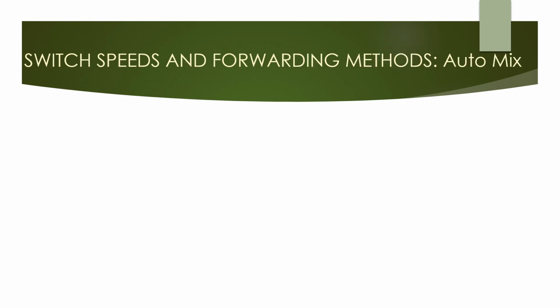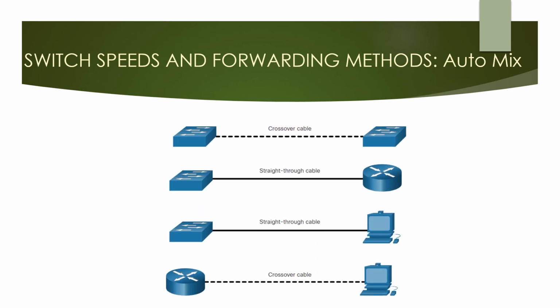Connection between devices once required the use of either a crossover or straight-through cable. The type of cable required depends on the type of interconnecting devices. For example, the figure identifies the correct cable type required to interconnect switch to switch, switch to router, switch to host, or router to host devices. A crossover cable is used when connecting like devices, and a straight-through cable is used for connecting unlike devices.